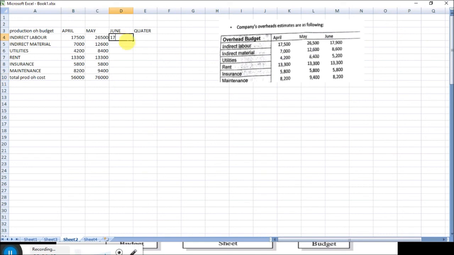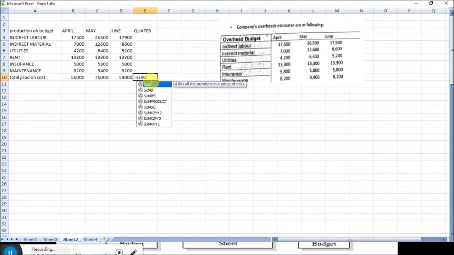In the month of June, it is 17,900, 8,600, 5,200, 13,300, 5,800, 8,200. The total is 59,000 for the month of June. And for the whole quarter, we should add these final three figures to get the total production overhead cost for the whole quarter. That is 1,91,000 is our total production overhead cost for this quarter.